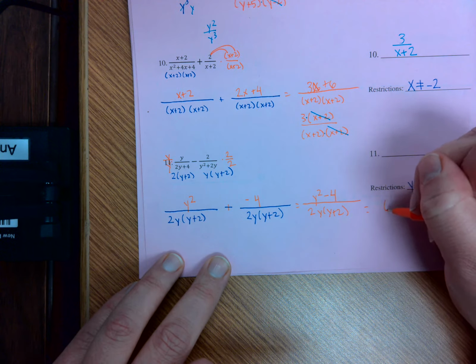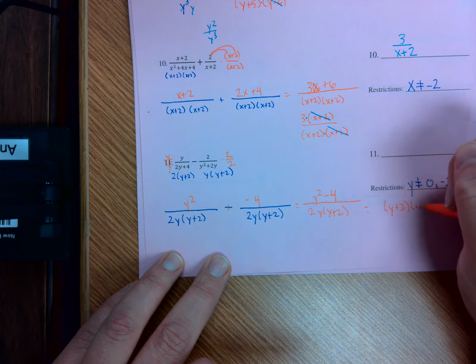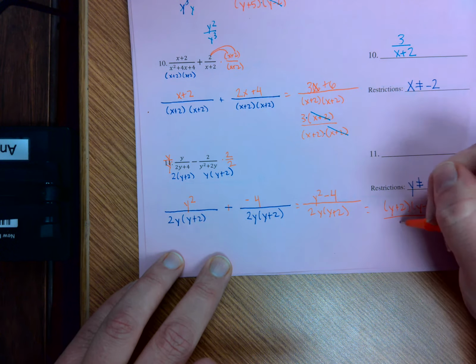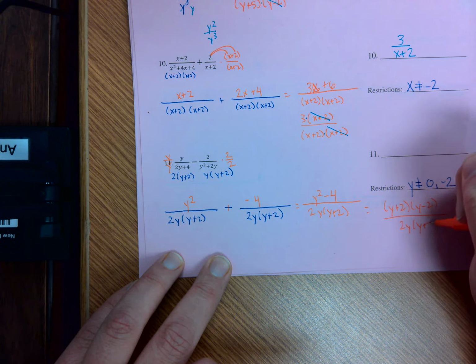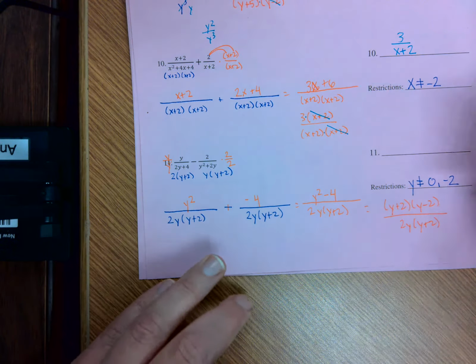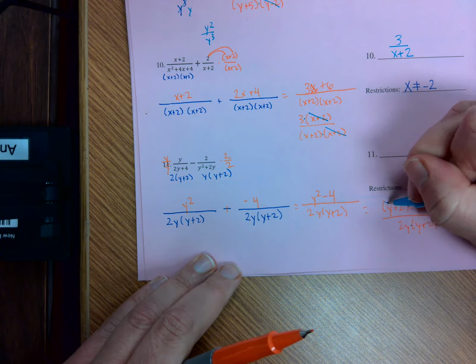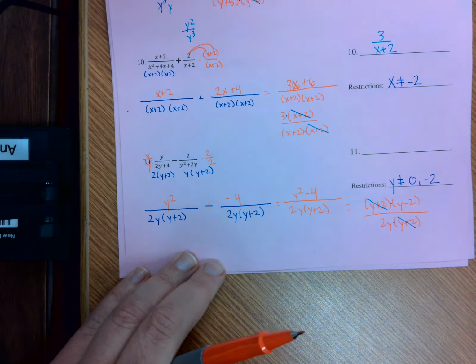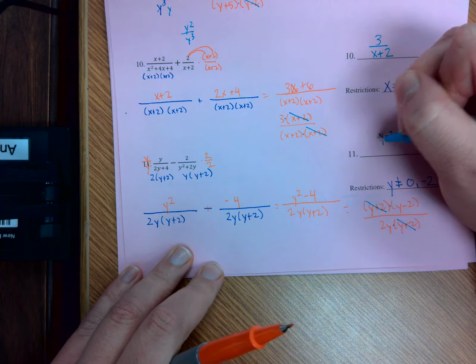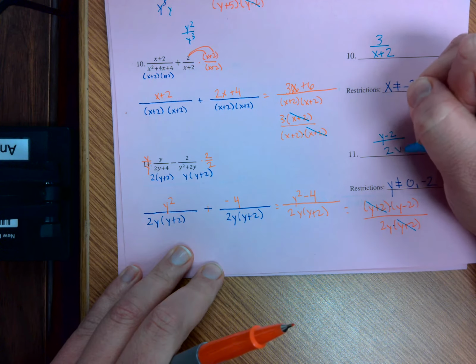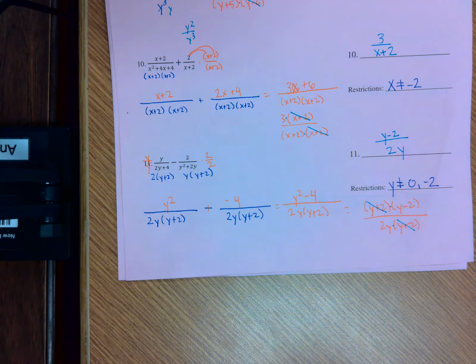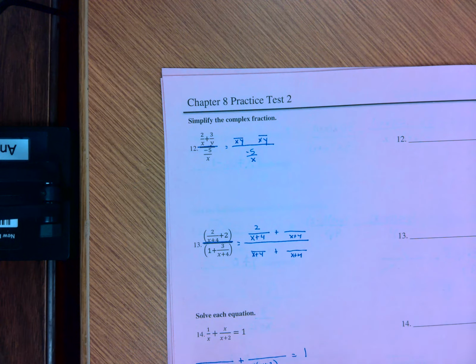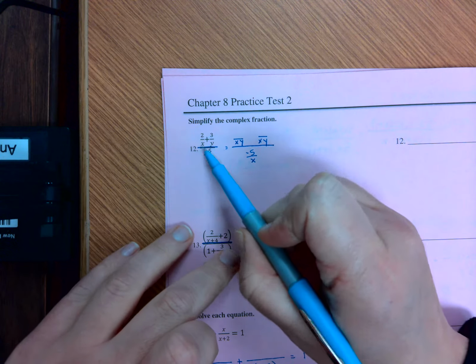I can factor this. y plus 2, y minus 2 over 2y, y plus 2. So now because of this multiplication, these two can cancel out, leaving me with y minus 2 over 2y. Final answer. Complex fractions. First, I have to combine these top two fractions.